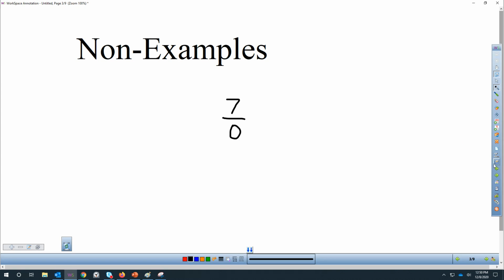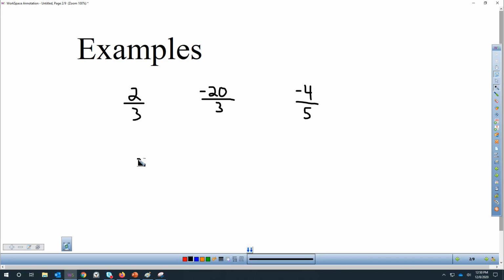Let's look at some other examples to add to our list, some that you might not think about. 3, for example. 3 is a rational number because we can write it as 3/1. It's still the same thing as 3. Just because it's not written as a ratio doesn't mean that it's not a rational number. A rational number means we can find a way to write it as a ratio.